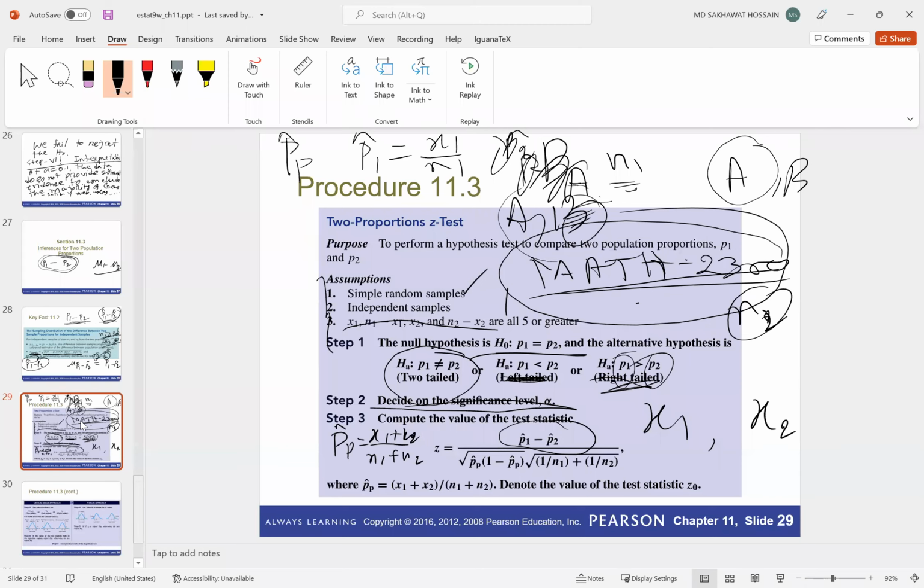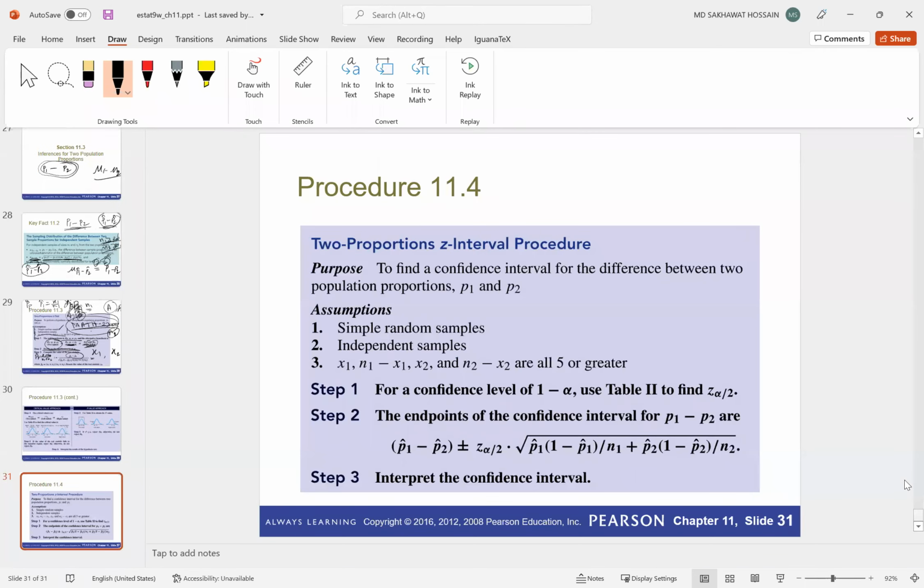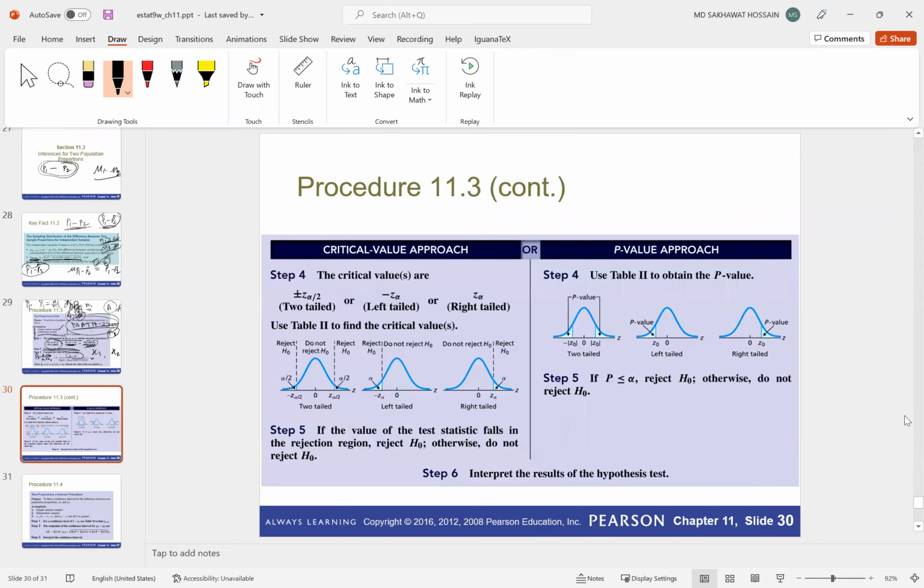Okay, then you will use this formula to calculate the test statistic. When you have the test statistic, you will calculate the critical value and compare the test statistic and the critical value. If the test statistic falls in the rejection region, you reject the null hypothesis. If it is outside the rejection region, you fail to reject the null. You can also calculate the p-value. If you want to use the p-value approach, and if P is less than or equal to alpha, you reject the null. If P is greater than alpha, you fail to reject the null. Then the last step is to interpret the results.